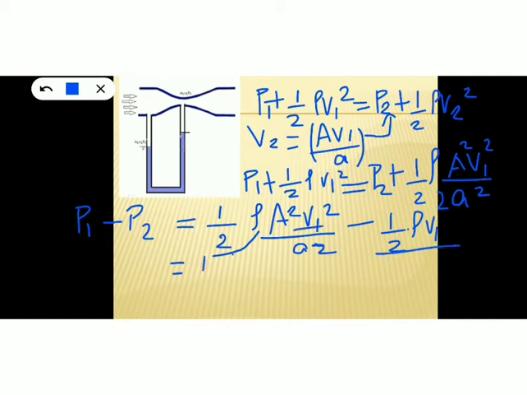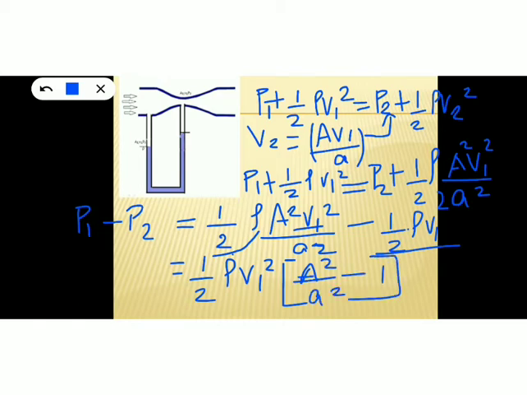So take it outside: half rho V1 square into A square by small a square minus 1. That is P1 minus P2 equal to half rho V1 square into A square by small a square minus 1. Now from this we are going to find out an expression for V1 square, and afterwards we need to find out an expression for V1. So please note down all these steps, and we want to find out the expression for V1 in the next slide.